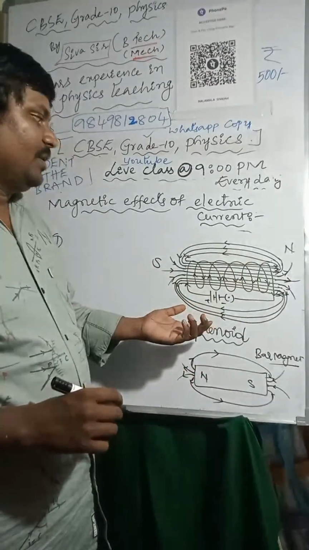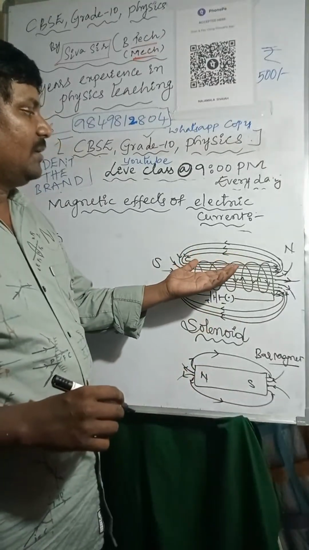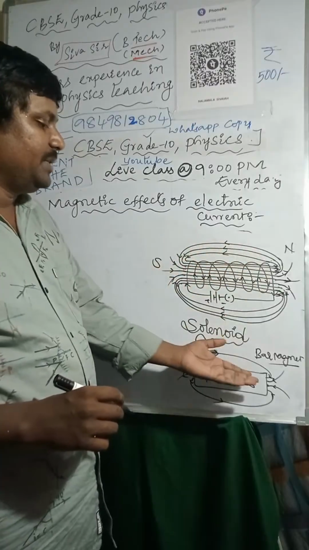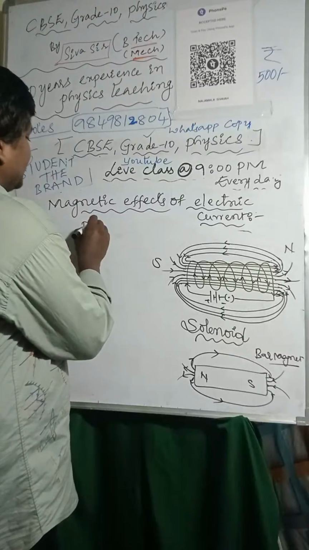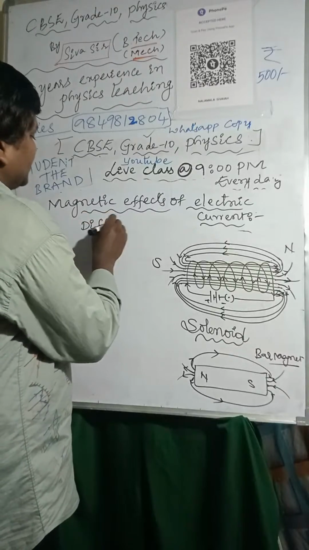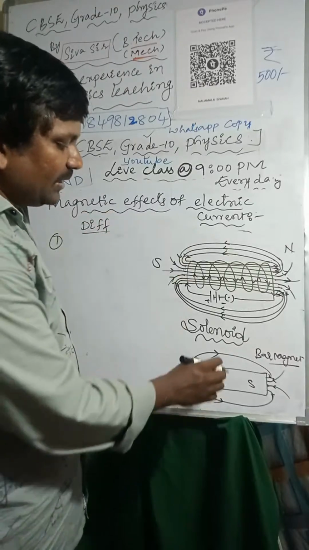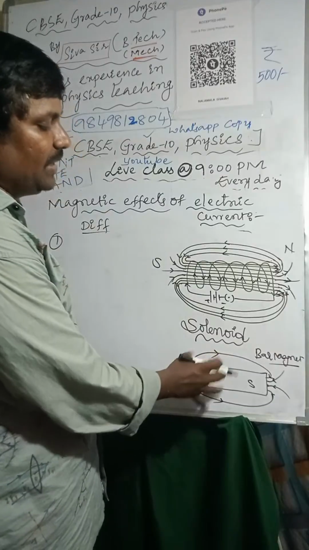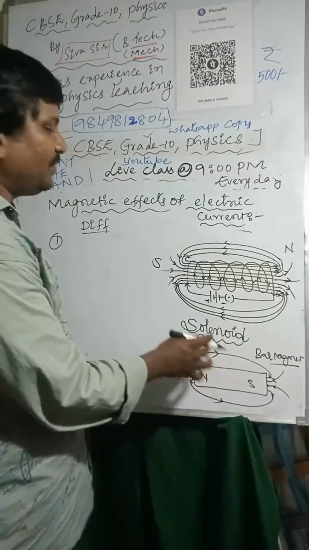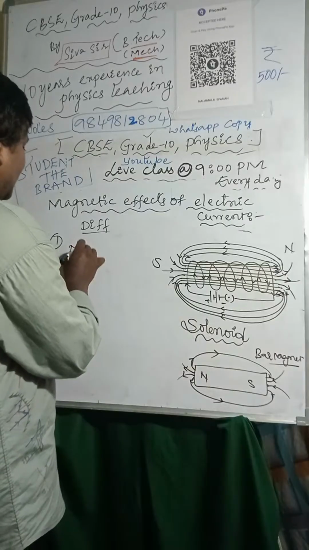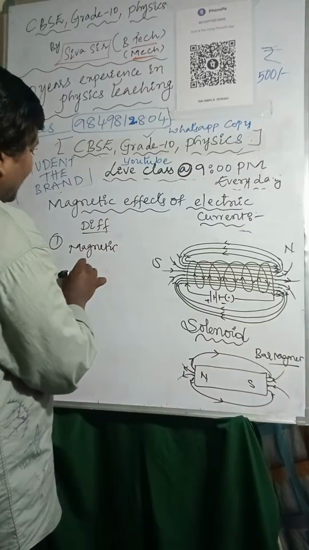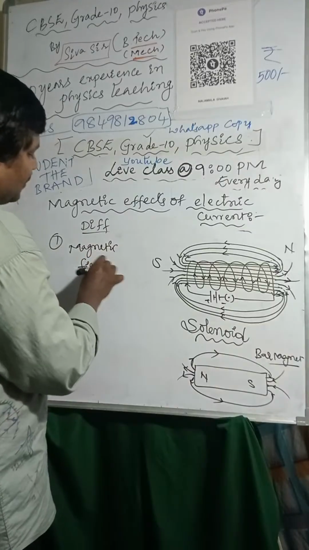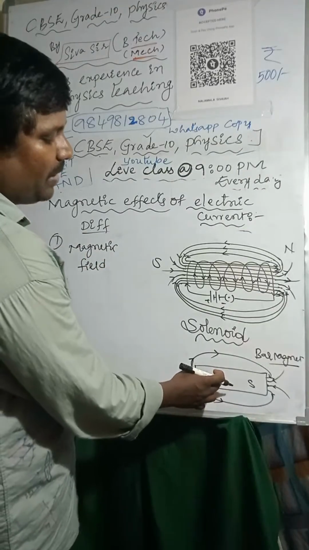Second point. Here the magnetic field lines are closed loops. Here also the magnetic field lines are closed loops. Coming to the differences. Here you can see the field strength is fixed. Coming to the magnetic field of a bar magnet and solenoid, the magnetic field is fixed for a bar magnet.